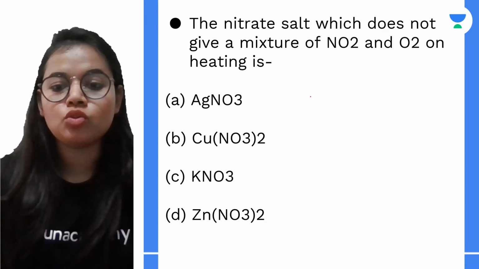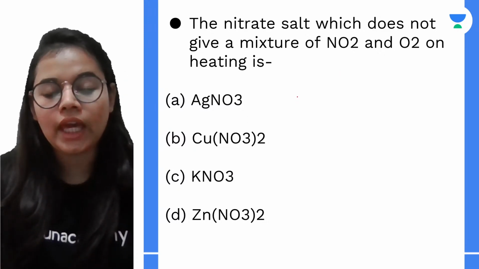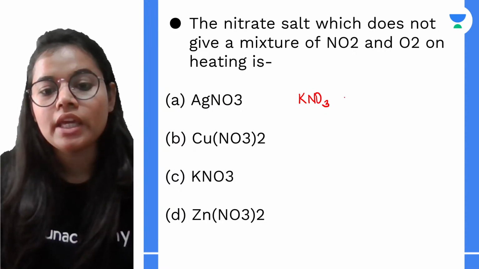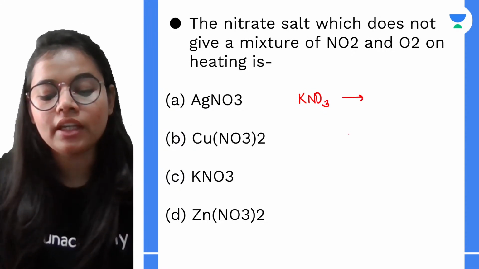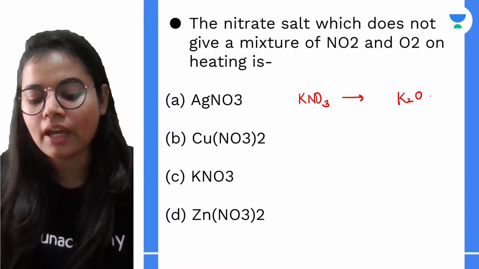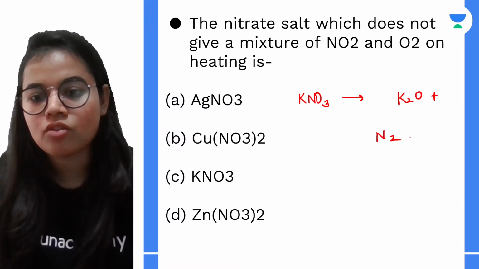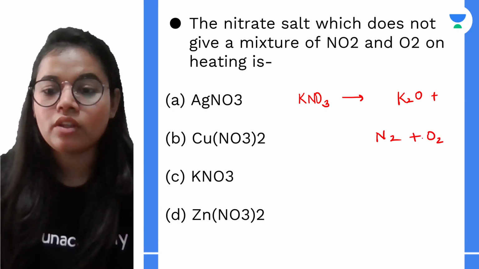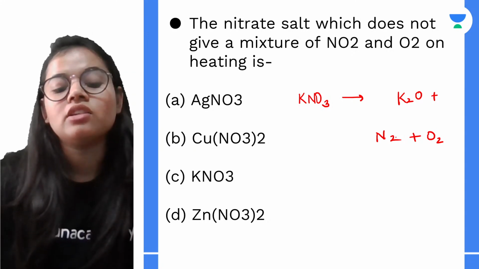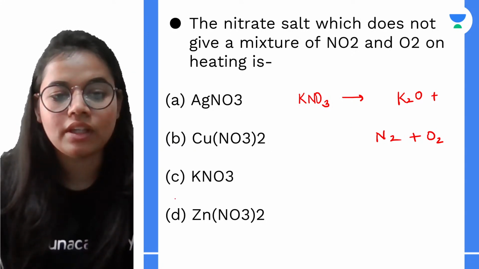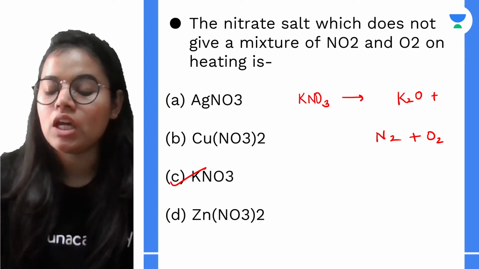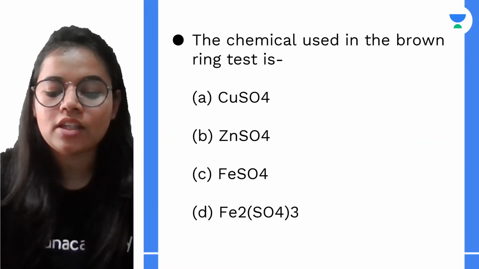तो यहाँ पर students, if I talk about KNO3, that is potassium nitrate. Okay. ये क्या होता है, हीट करने पर डिकम्पोज हो जाता है and what we will be getting, the oxide, we will be getting nitrogen and oxygen. तो यहाँ हमें नाइट्रोजन डाइऑक्साइड नहीं मिल रहा है, right? So that is why the correct answer over here it will be potassium nitrate. Okay, चलो moving on to next question.